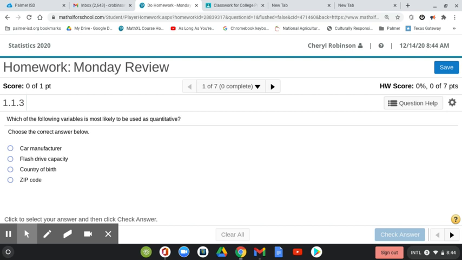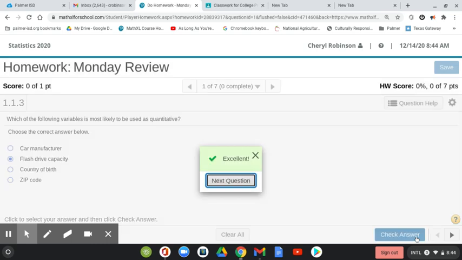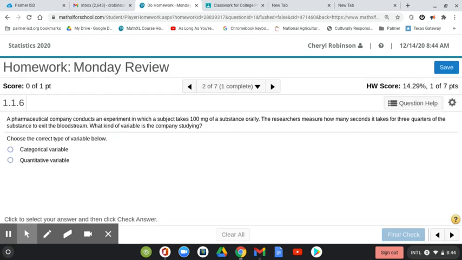Number 1, the following variables most likely to be quantitative, and that's the ones that you can do operations on, and that would be your flash drive capacity. The pharmaceutical company conducts an experiment in which the subject takes 100 milligrams of a substance orally. So it says, what kind of variable is this? Since we're measuring it, it's going to be quantitative.